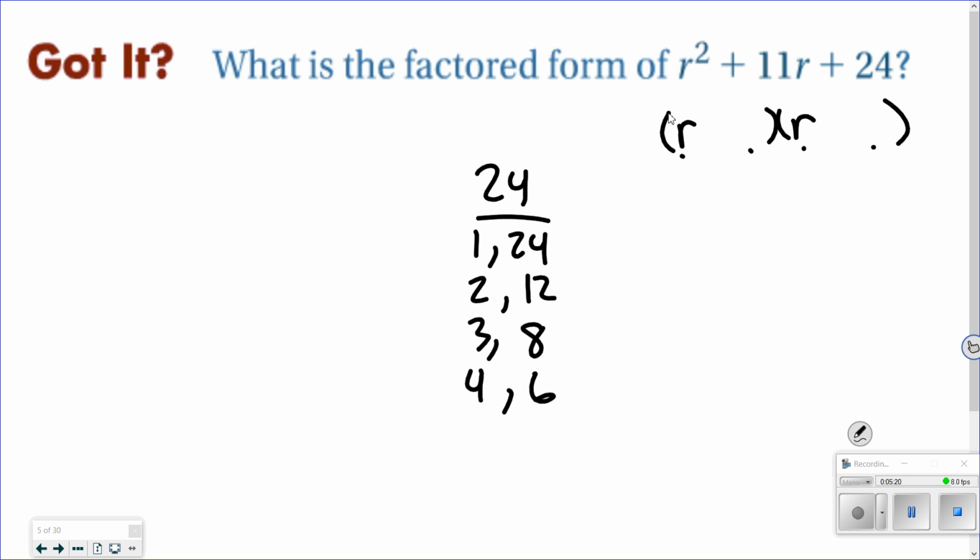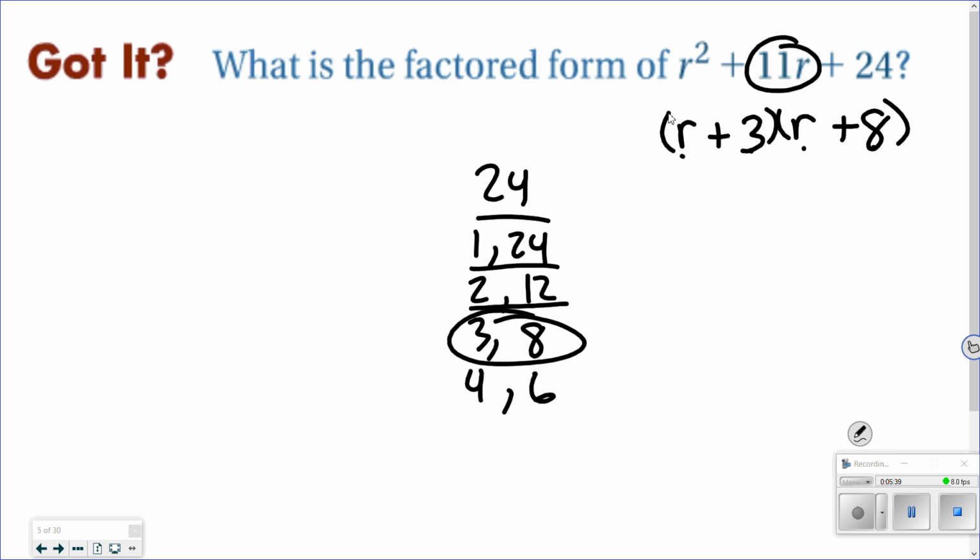Now I have 4 different combinations. I'm not sure which one works. To tell, I'm going to look at that 11r. When I add up the two middle terms, it has to equal 11. So which one of these add up to be 11? 1 and 24 is 25. 2 and 12 is 14. 3 plus 8 is 11. So plus 3 and plus 8. Okay, there is our factored form.